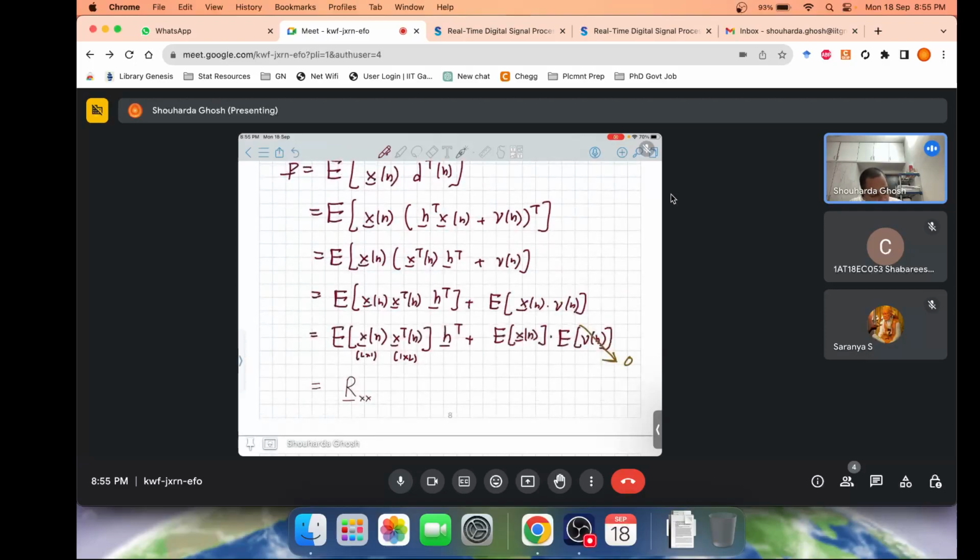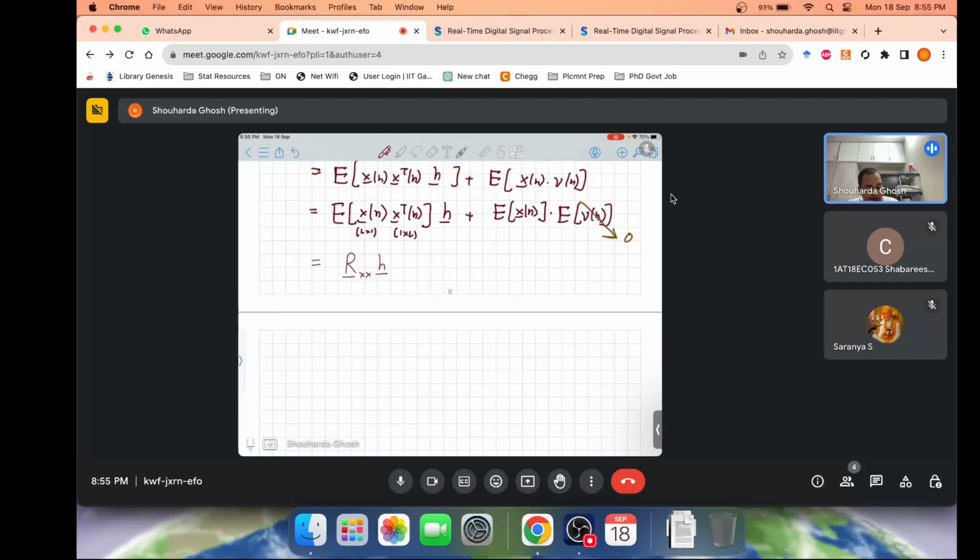There I made a mistake over here. This is the transpose, and as I take the transpose, it gets out. So Rxx h plus this is 0, so it doesn't stay. So P I can write as Rxx times h.